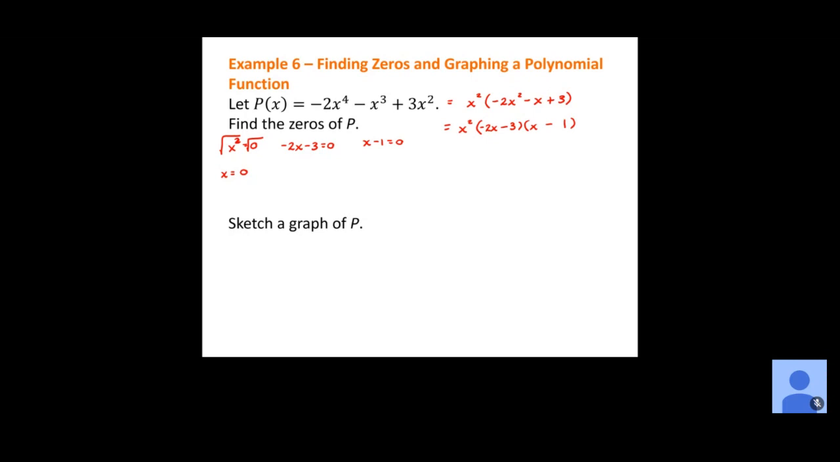Now the next one, I'm going to add my 3 first. So I have -2x equals +3. Divide by the -2. That's going to give us x equals -3/2. And the last one here, we're going to add the 1, so we'll have x equals +1.